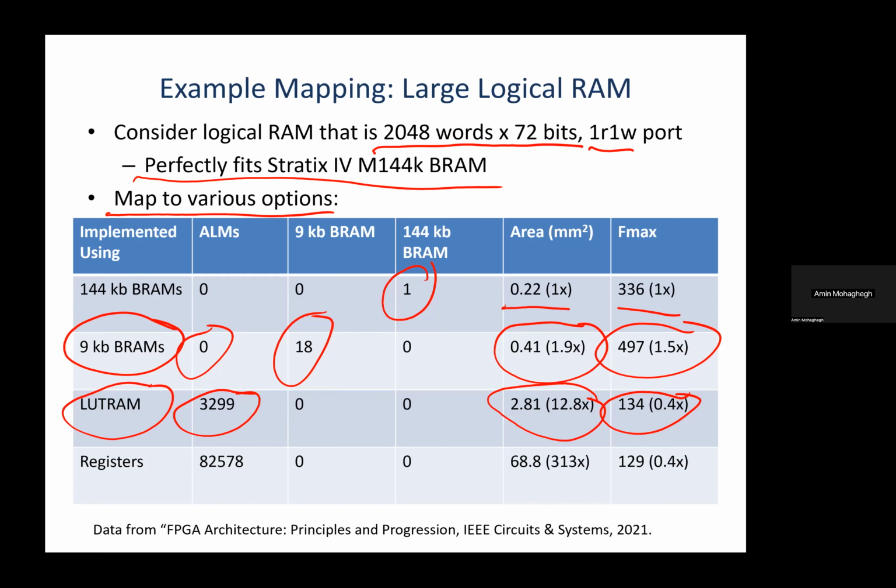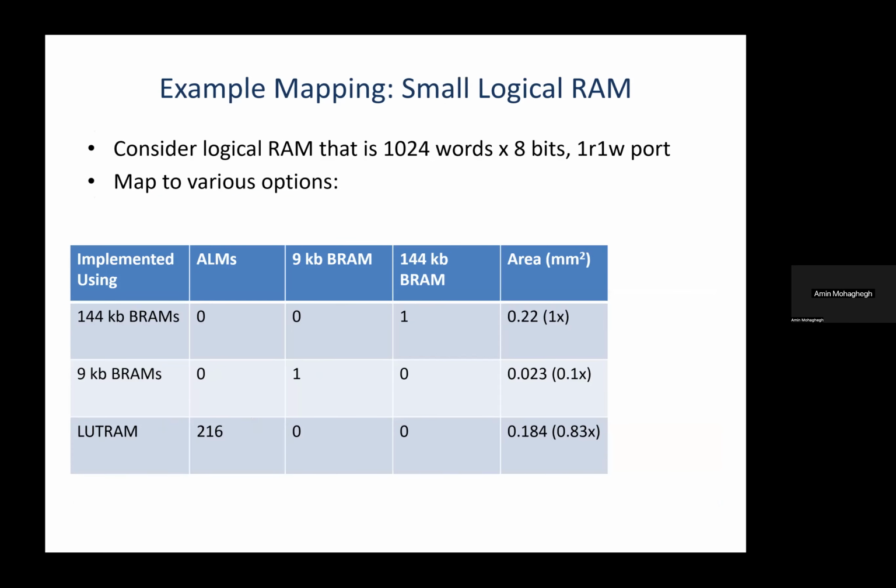This logical RAM is pretty big. So if we do this again, but now for a smaller RAM, so 1,000 words by 8 bits wide, and you map it to different things, well, it still takes an entire 144 kilobit RAM. Okay, so it gets the same area. If we put it in the smaller 9 kilobit RAMs, it only needs one of those. It's a perfect fit. It's actually only 10% of the size.